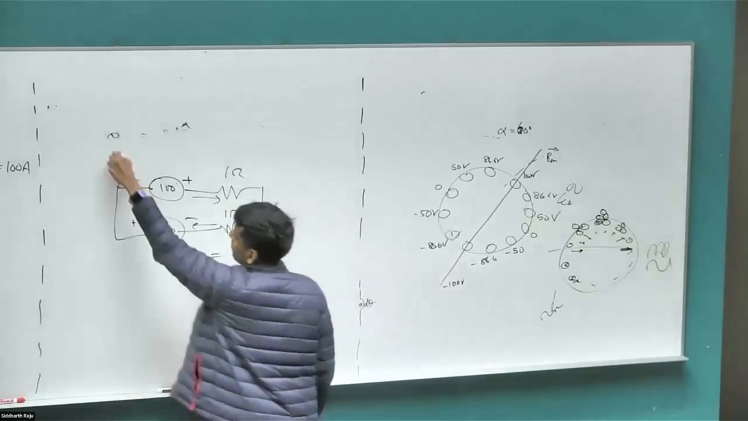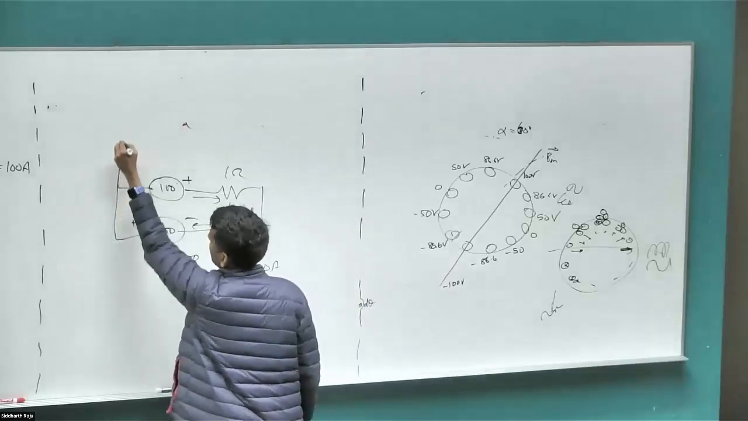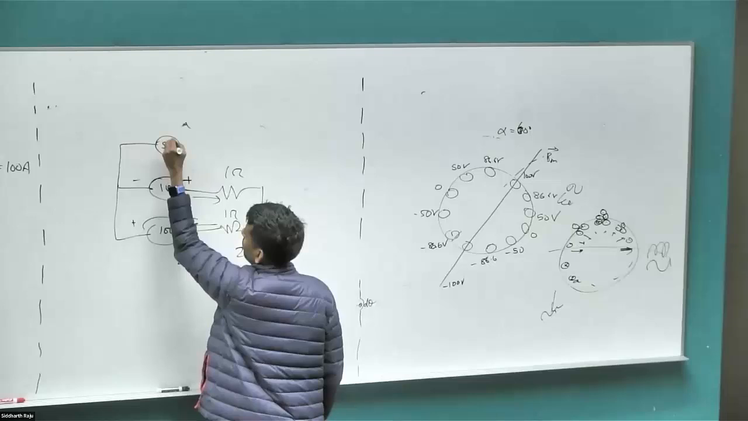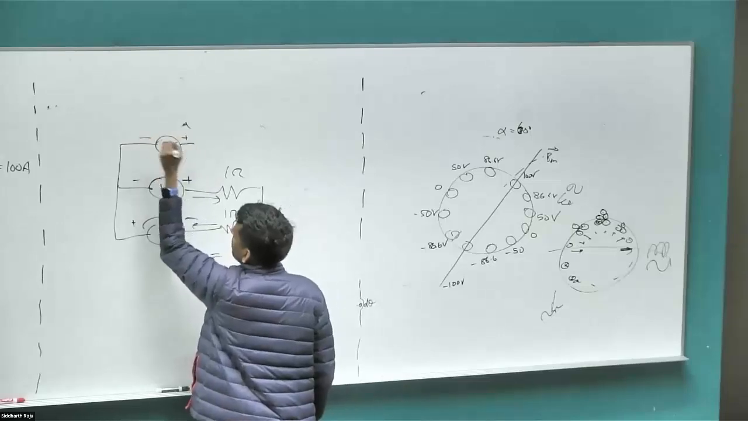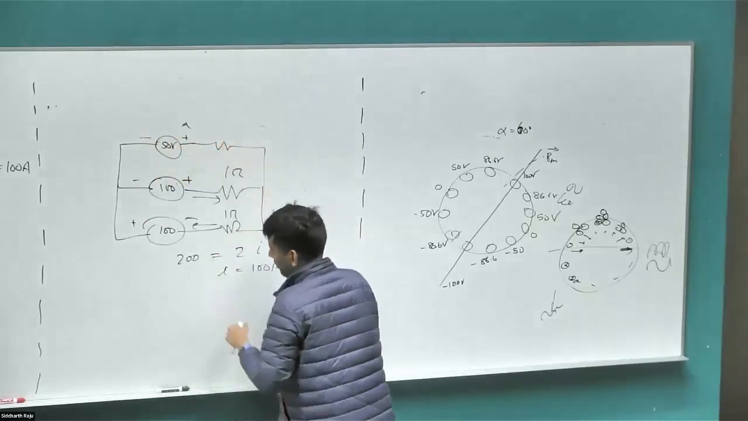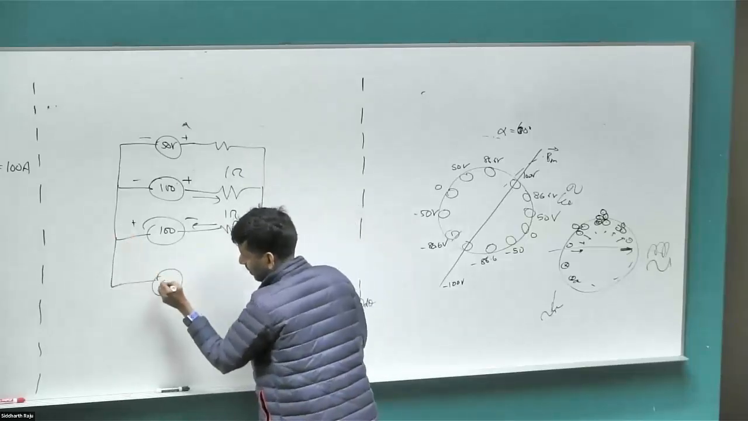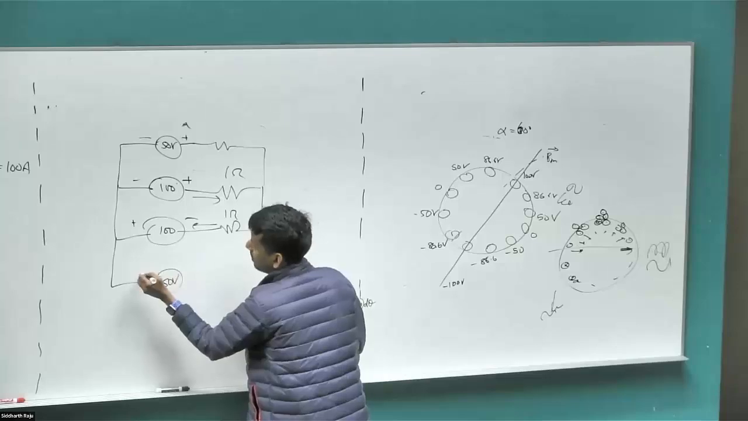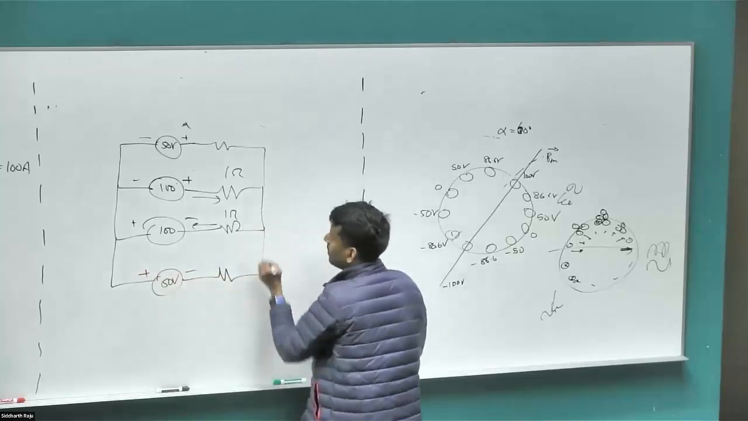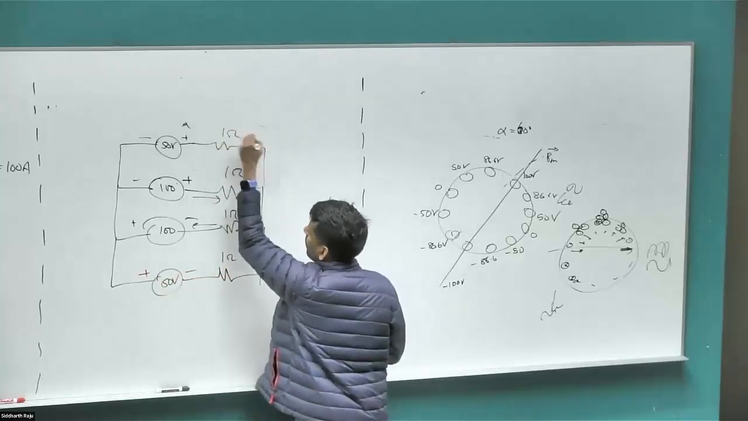Now let's introduce another set of conductors. Let's say the one with 50 volts here, and then another conductor, 50 volts here, again 1 ohm each.